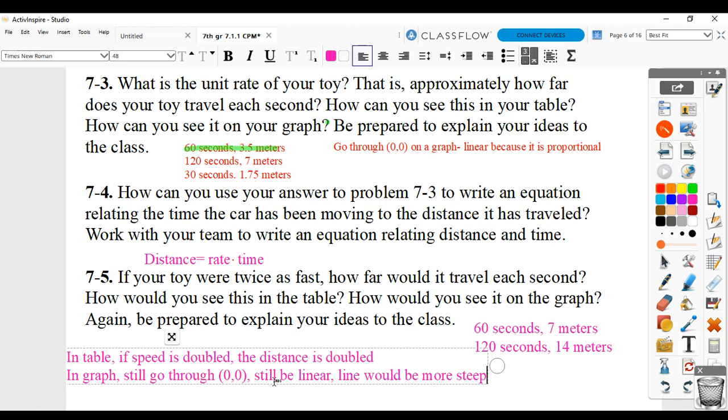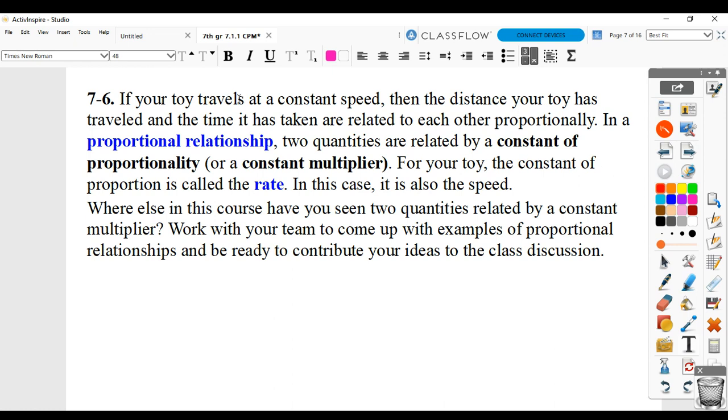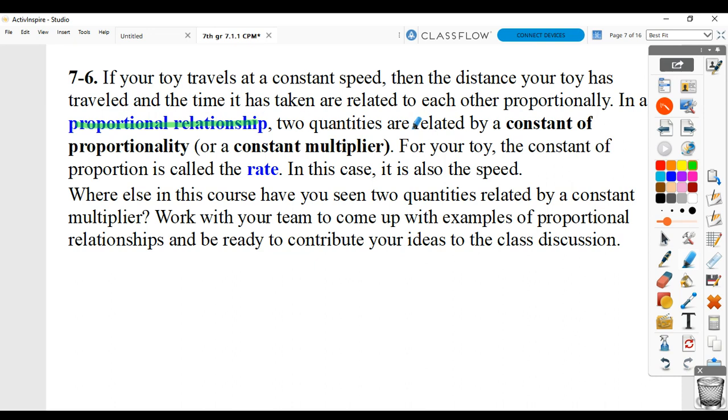All right, so this is what you should copy down for 7.5. Again, pause the video whenever you need to copy this information down. It says if your toy travels at a constant speed, then the distance your toy has traveled and the time it has taken are related to each other proportionally. So in a proportional relationship, two quantities are related by a constant of proportionality, or we call it a constant multiplier. In this case, the constant of proportionality is the rate, or we can call it the speed. We've seen other examples where we've worked with a constant multiplier, but we don't need to write those down.